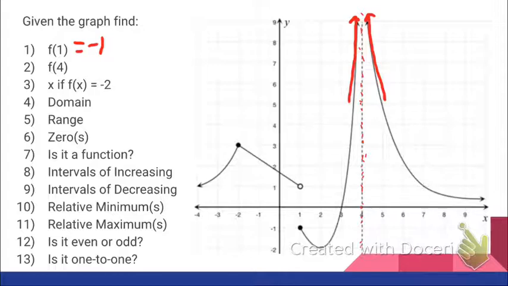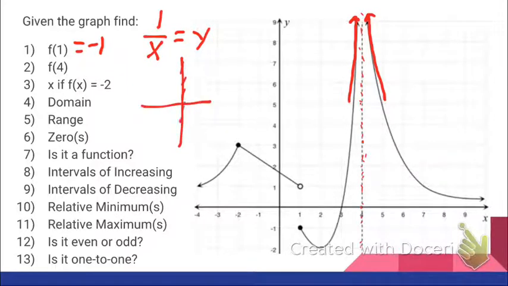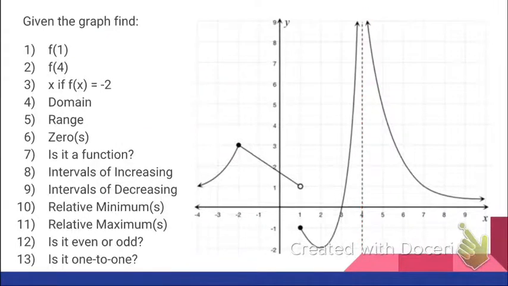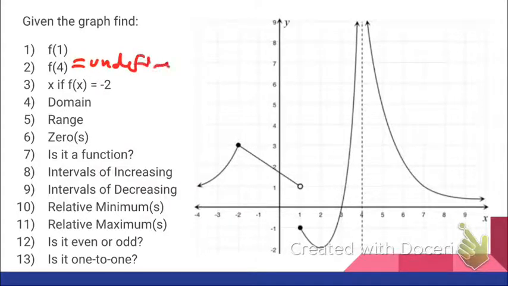domain restrictions. Like for example, if we graphed y equals 1 over x, there would be a vertical asymptote at the y-axis. So in other words, if you plugged in 0, and that's where the vertical asymptote occurred at x equals 0, you would get undefined. So in this case, if we do f of 4, we get undefined because the graph never crosses x equals 4.